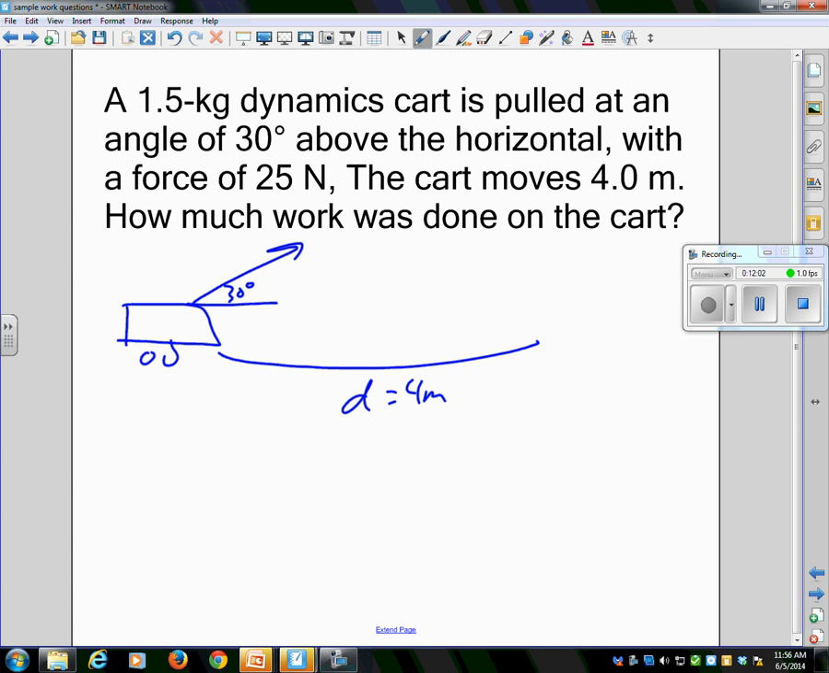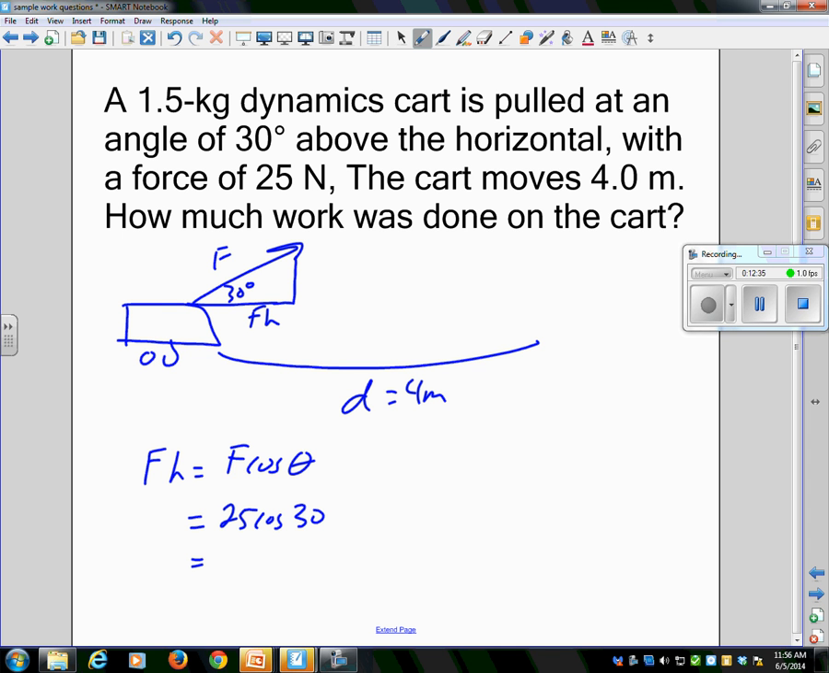First step is to do what? Find the horizontal component, right? So F_H is going to be F cos theta, so 25 cos 30. The main formula here: W equals FD. I get 3.86. Oh, that's in radians. That's no good.